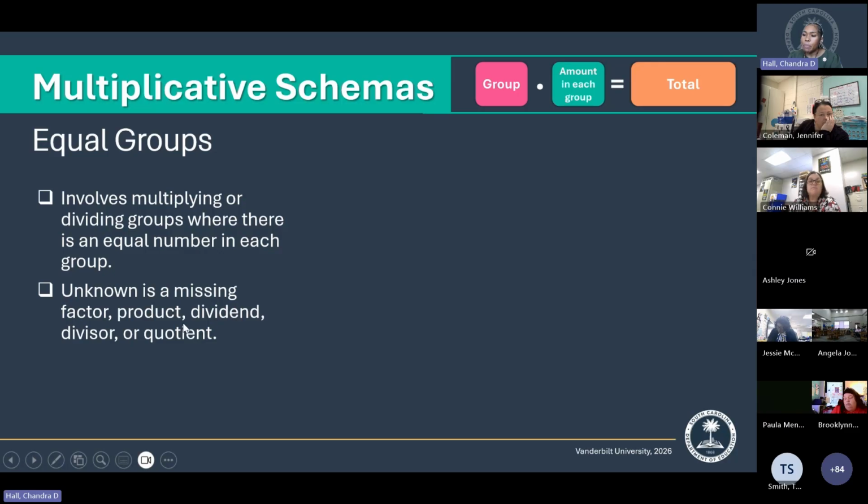So the unknown is a missing factor, product, dividend, divisor, or quotient. Whoa, that's a lot of math terms. Please make sure you are using that mathematical language with your students so that they can communicate efficiently.